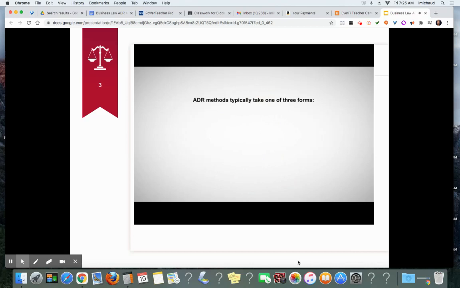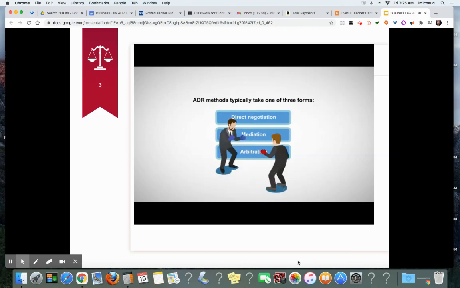ADR methods typically take one of three forms: direct negotiation, mediation, or arbitration. These methods differ in the degree to which they involve third parties. Deciding which form is most appropriate depends largely on how well the parties get along.